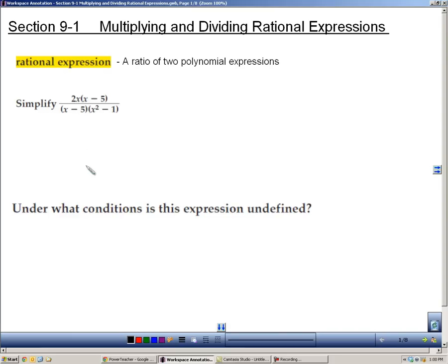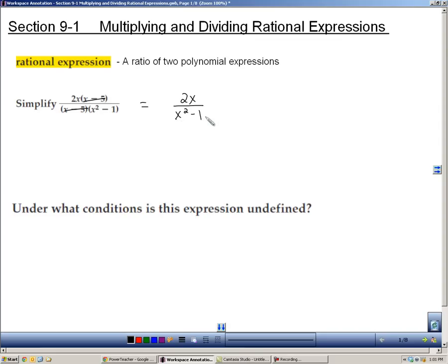Now remember, you can only cancel things that are factors. So if you look at this binomial factor of x minus 5, there's also a binomial factor of x minus 5 on the bottom. And because those are factors, you can cancel them. So on top you'll be left with a 2x, on the bottom x squared minus 1.